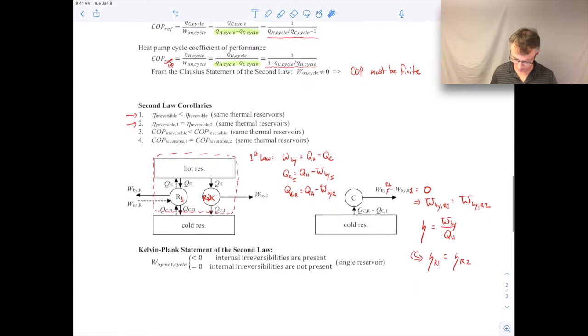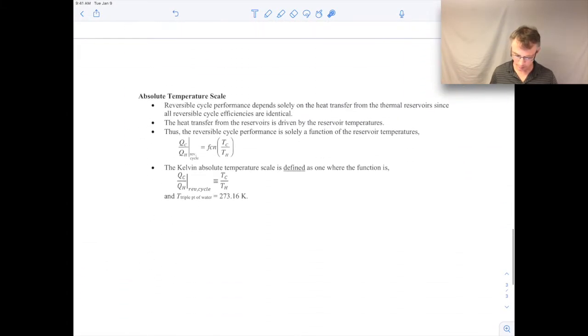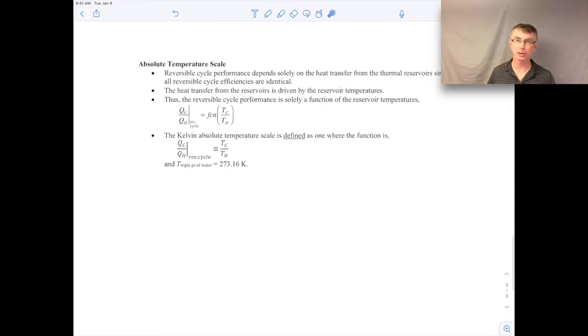Okay. So let's move on, and we're going to talk a bit about the absolute temperature scale. This is actually an important part for determining what that maximum thermal performance is. Okay, so we talk about temperature scales like degrees Celsius, Kelvin, degrees Fahrenheit, degrees Rankine, and we've talked about how Kelvin and degrees Rankine are absolute temperatures. Those temperatures come from an absolute temperature scale.